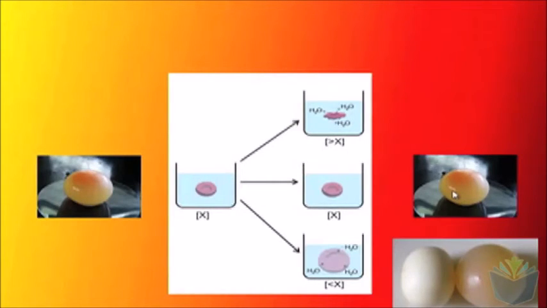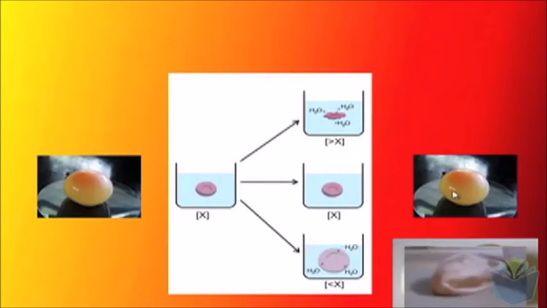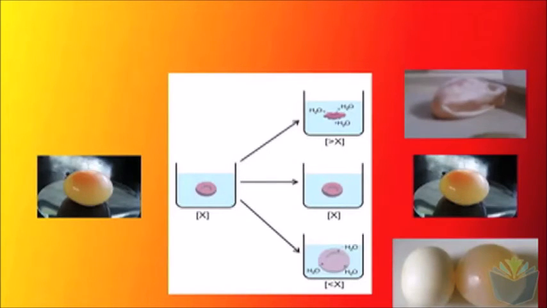If we were to place the egg into a sugar solution, what we'd expect to see is the net flow of water move out of the cell. So water would actually leave the cell, and therefore the cell would start to shrink.